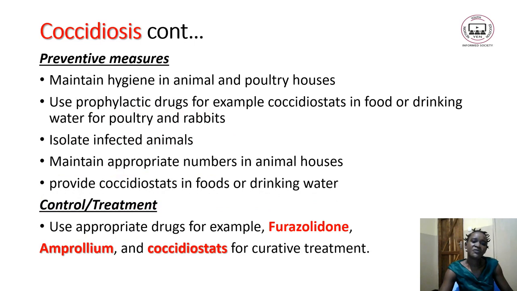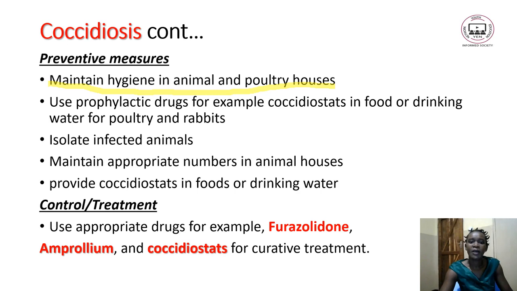What can be some of the preventive measures? Number one, maintain hygiene in animal and poultry houses. Hygiene conditions are very, very important in as far as controlling or preventing chicken from catching the disease is concerned.